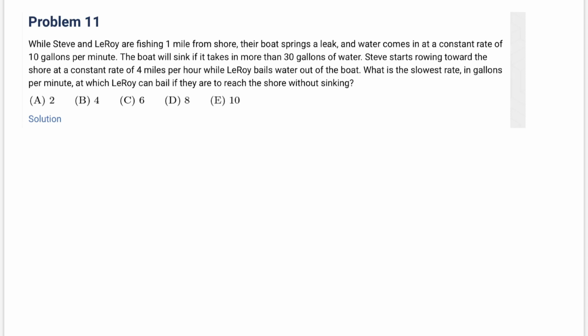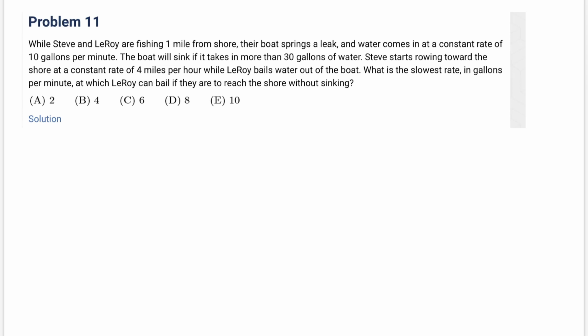Problem number 11, while Steve and Leroy are fishing 1 mile from shore, their boat springs a leak. Water comes in at a constant rate of 10 gallons per minute. The boat will sink if it takes in more than 30 gallons of water. So Steve starts rowing at a constant rate of 4 miles per hour. Leroy bails out water. What is the slowest rate at which Leroy can bail if they are to reach the shore without sinking?